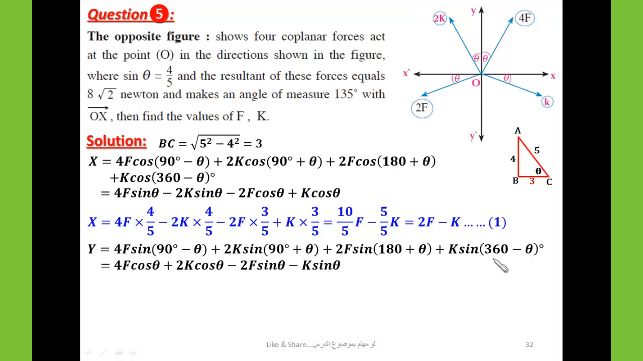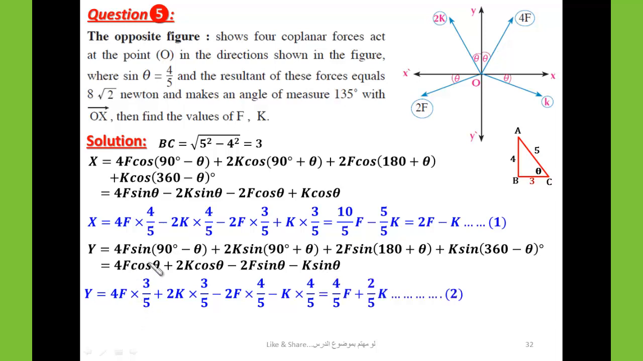So sine 360 minus theta equals negative k sine theta, and we substitute sine theta equals 4 over 5 and cosine theta equals 3 over 5. So we write it for f cosine theta is 3 over 5, 2k multiply cosine theta is 3 over 5, minus 2f multiply sine theta 4 over 5, minus k sine theta equals 4 over 5.